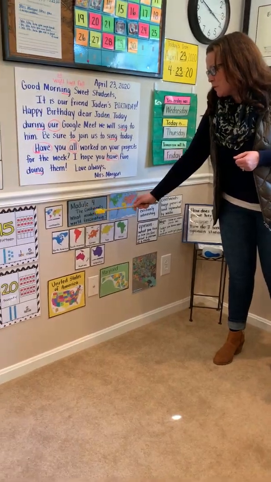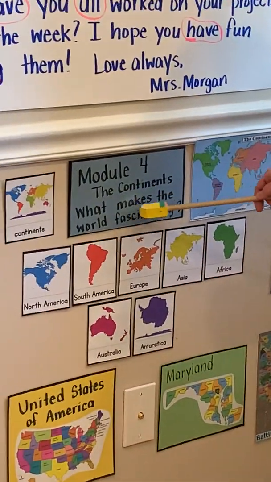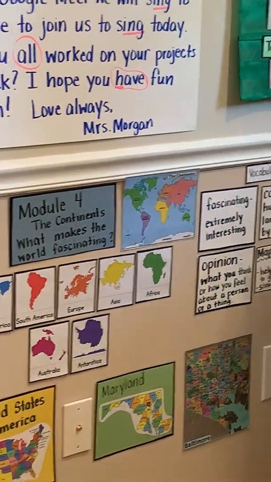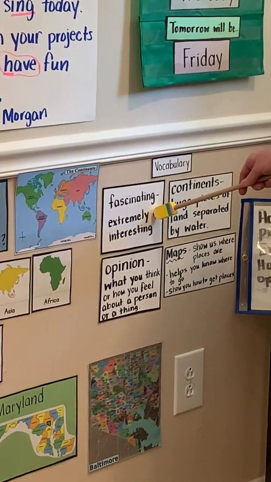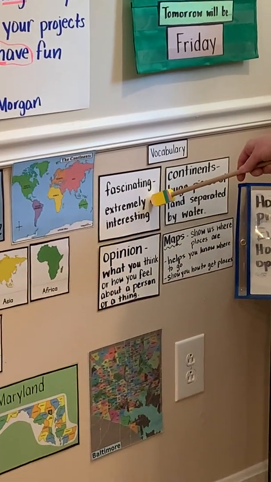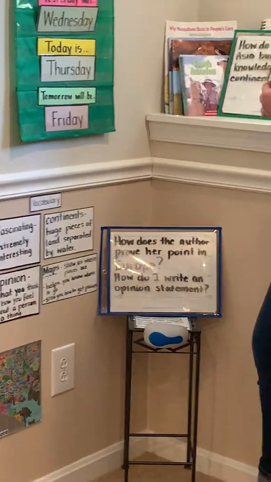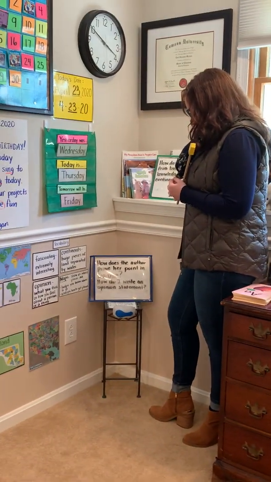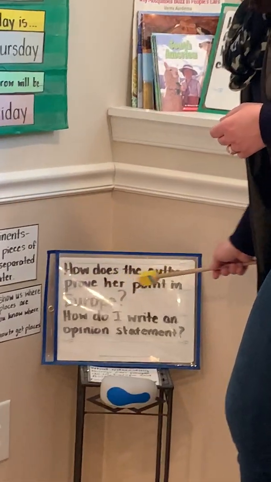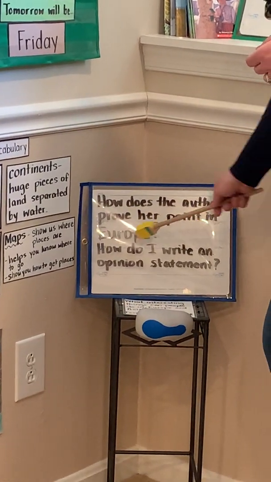We're working on Module 4, the continents, what makes the world fascinating. Remember, fascinating is one of our vocabulary words, or extremely interesting. And our content focus question for today is, how does the author prove her point in Europe?